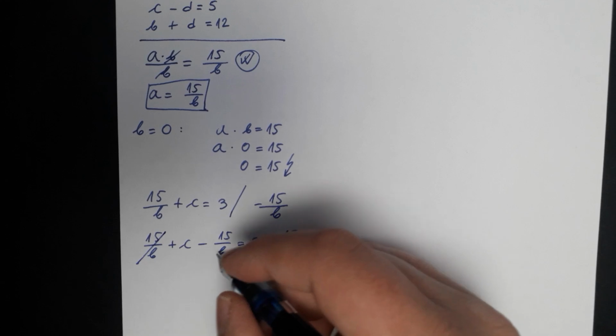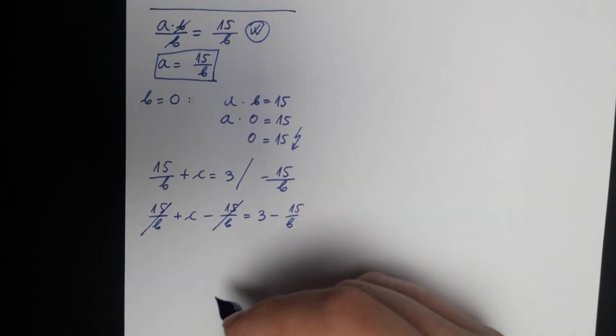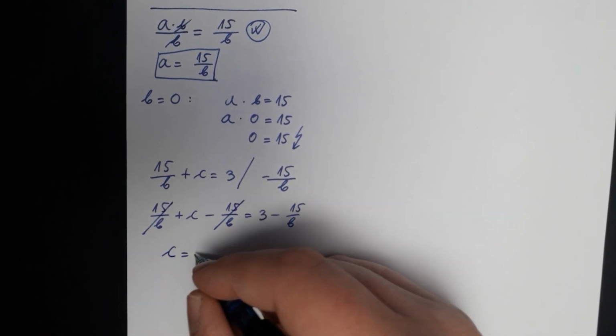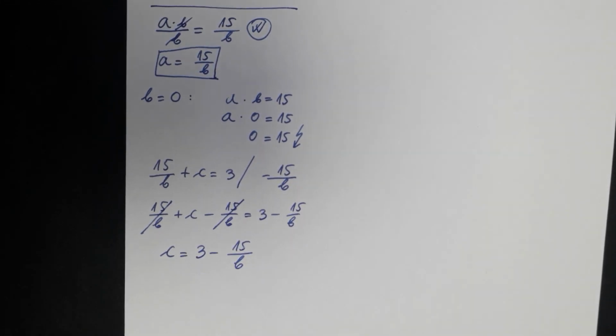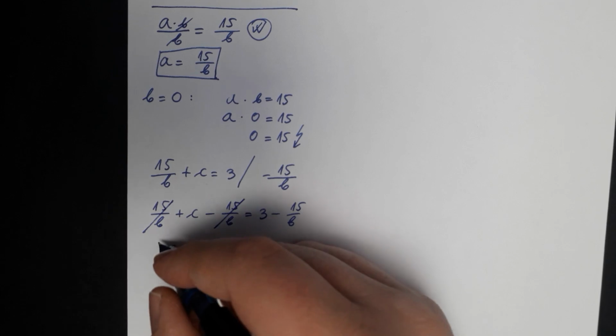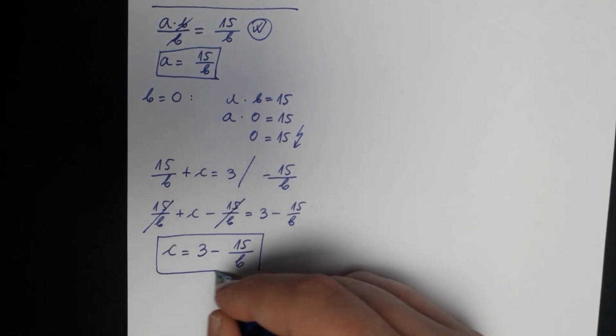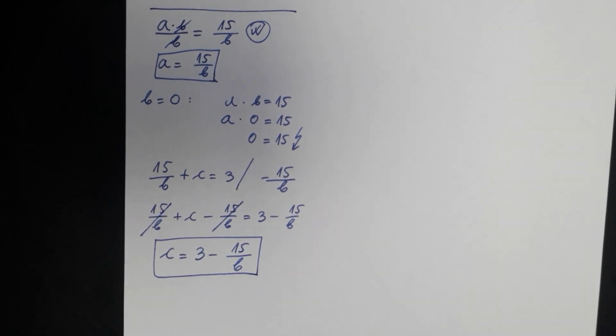And these 15 over B's are going to cancel out. So we have that C is equal to 3 minus 15 over B. So we have solved this equation for C. And now we are going to insert this information into the next equation from our system. But before I do this, I want to point out that by doing all of this, the original system of equations which we are working with is getting transformed one equation at a time.